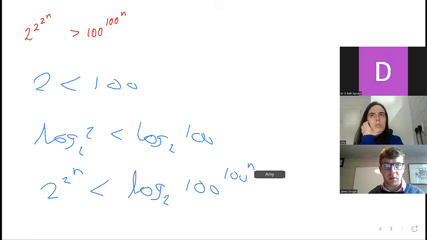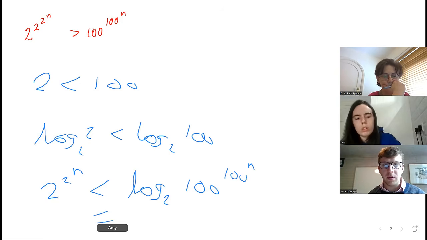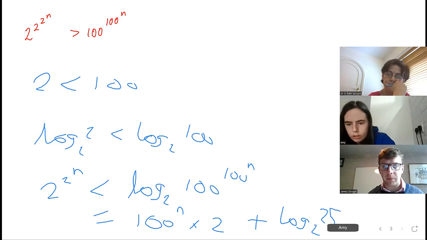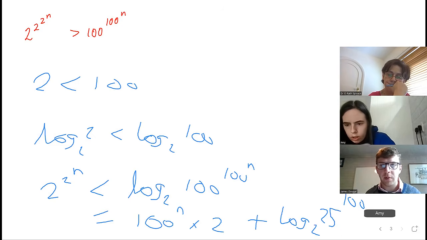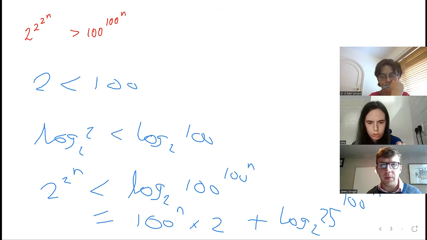And we know in logs that, for example, log 6 is the same as log 2 plus log 3. So this one, because it's 2 times 2 times 2 times 5 times 5, that's going to be equal to 100 to the n times 2 plus log 2 of 5, log 25 to the 100 to the n. Yes, that should be right. Yeah. Bringing down the factors.